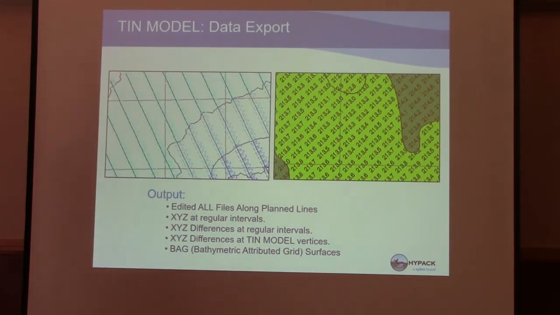Bathymetric attributed grid surfaces. Anyone do BAGs? Okay, well, one person walking out the door raised his hand. When you do the output, you can get the differences at the tin vertices, so you can get the actual differences between two. If you did a tin to tin, you can export the difference. If you're doing a survey over a dredge project and you want to see where the material came from and went, you can actually do tin to tin difference and export the differences. It's kind of a nice feature sometimes, but you wouldn't want to do volumes based on it, right?